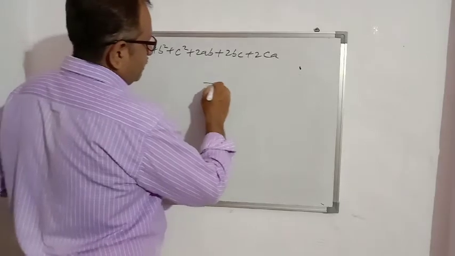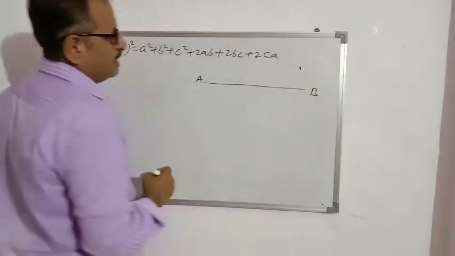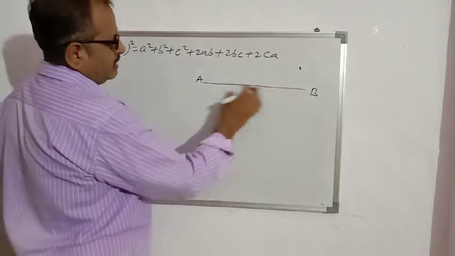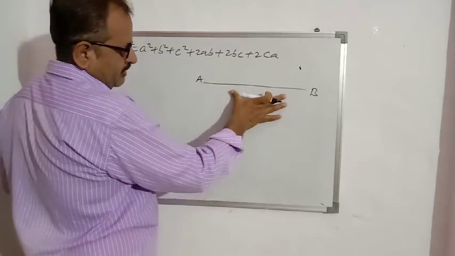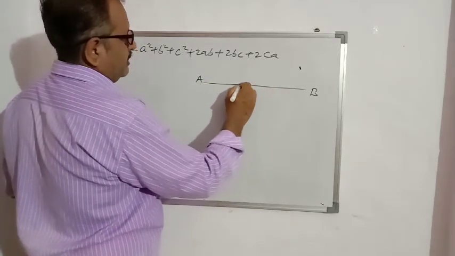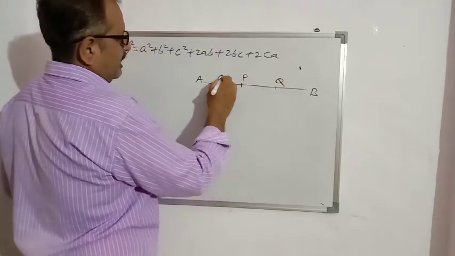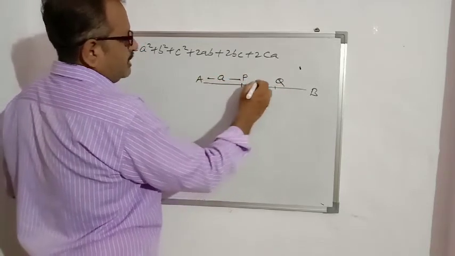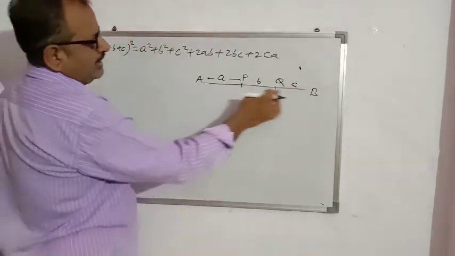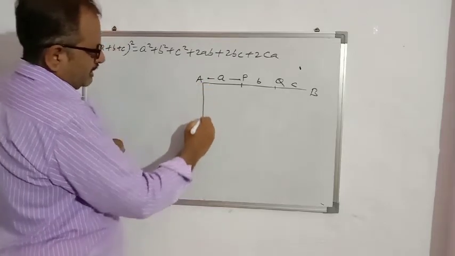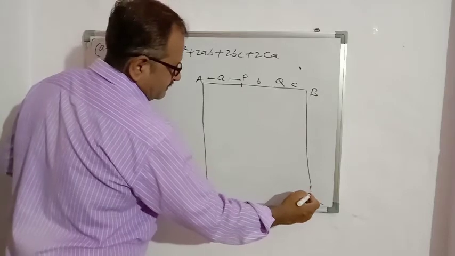The proof is the same. Again take a line segment. Take a line segment AB. Now we will divide this line segment. You can take the line segment of any length. So we will divide this line segment into three parts by the points P and Q, such that AP is A, PQ is B and QB is C. On this line segment AB, we will make a square. So complete the square on the line segment AB.